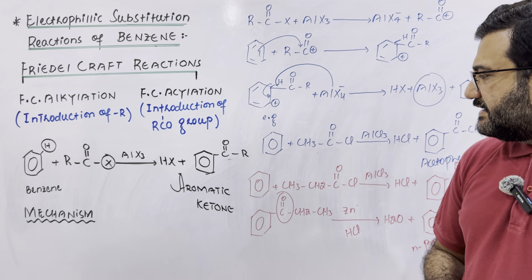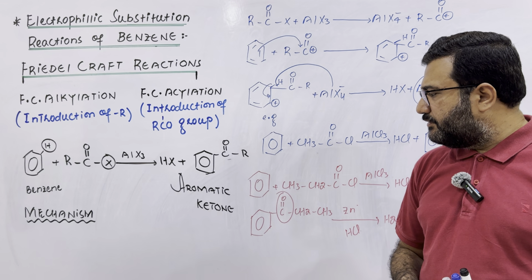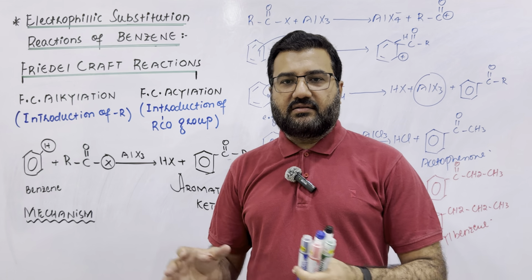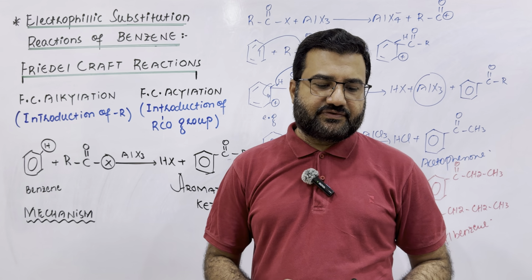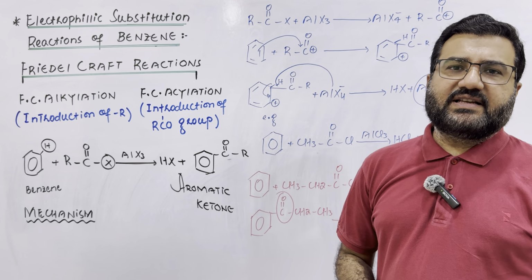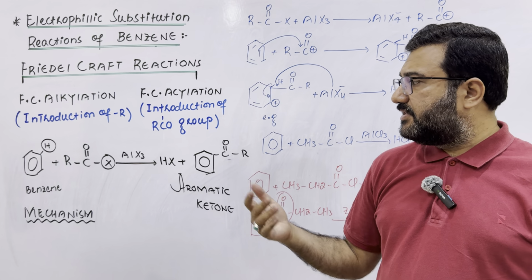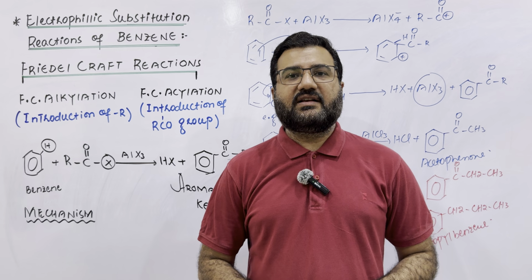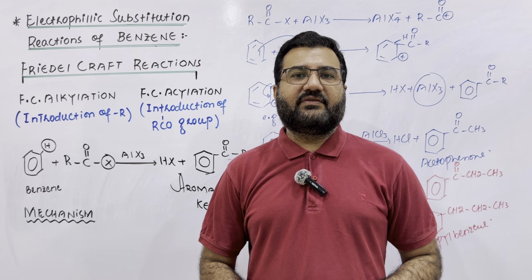And my dear students, alkyl benzenes can also be prepared by the action of alcohols on benzene in the presence of some mineral acid like H2SO4, and there are some other methods of producing alkyl benzenes, but it was all about the Friedel-Crafts alkylation and Friedel-Crafts acylation.